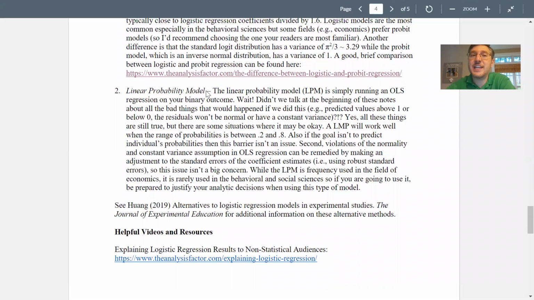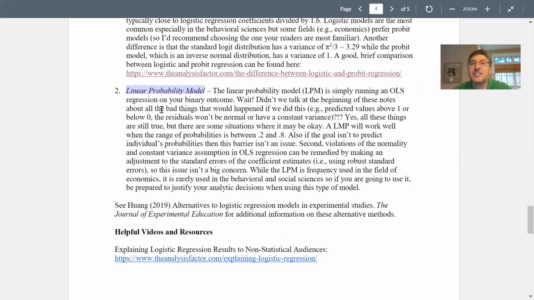Another thing you might see out there is people modeling binary outcomes using what they call a linear probability model. And basically what they're doing is just running a basic OLS linear regression on your binary outcome. Earlier, at the beginning of the notes, we talked about all the bad things that would happen if you did that. You get predicted values above 1 or below 0. The residuals won't be normally distributed or have a constant variance.